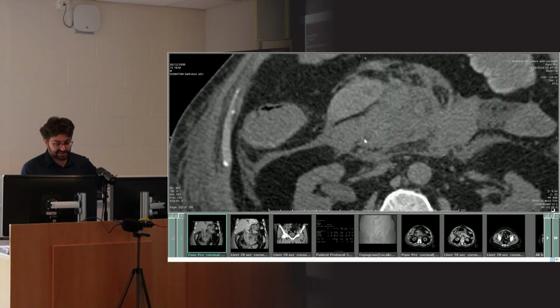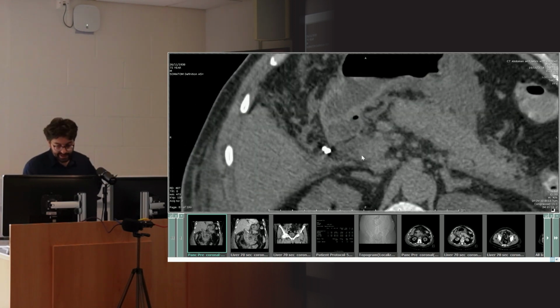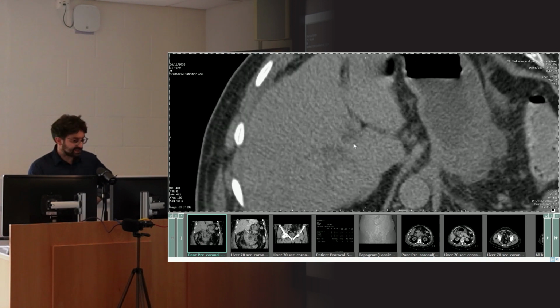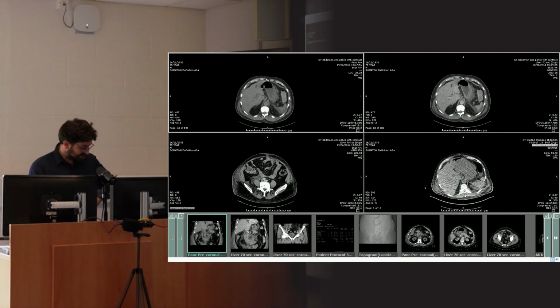And I can't see any dense stones in there. It doesn't mean that there aren't any stones, because it still could be a radiolucent stone, but that's one of the things that we would look for. So when you're looking for pancreatitis cases, you're also looking for the potential cause as well.